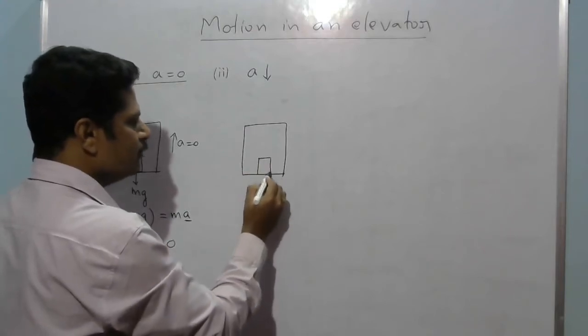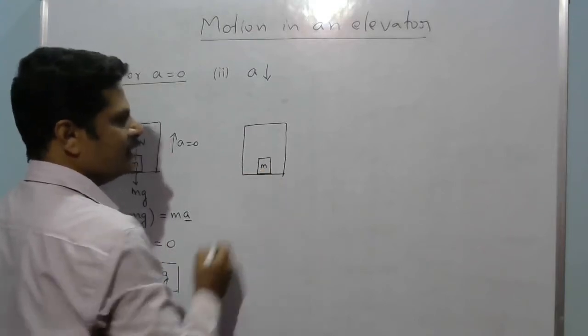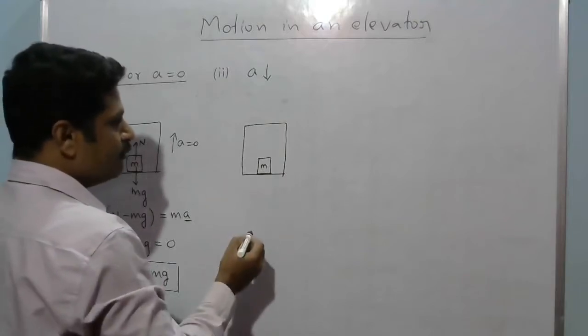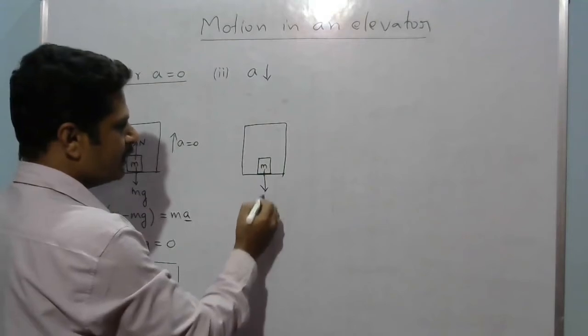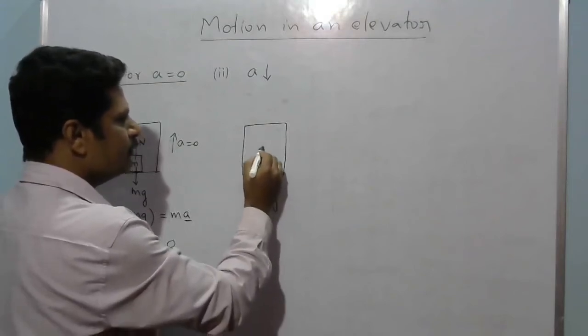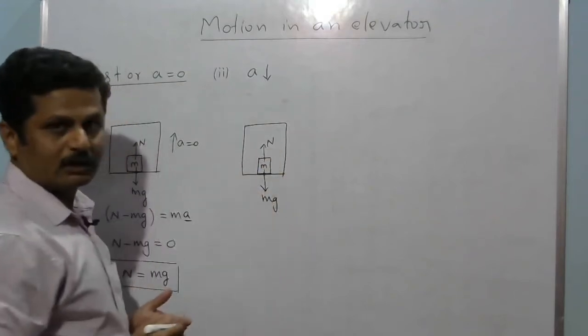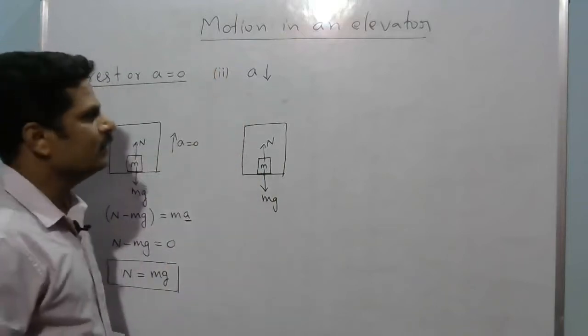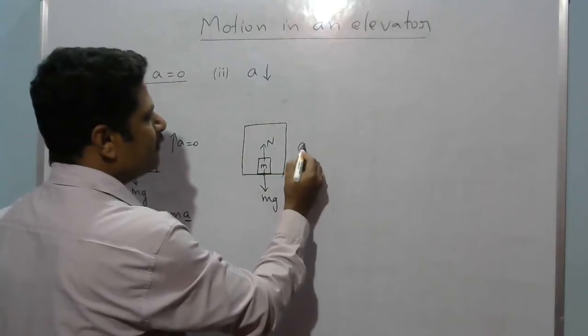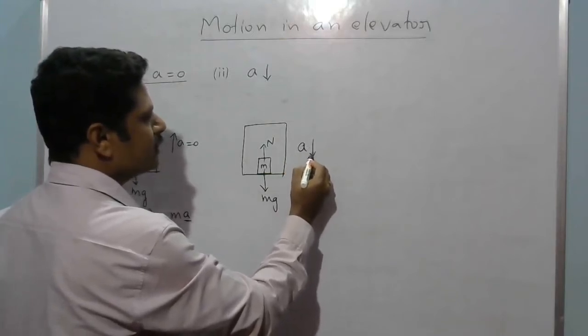Inside this elevator there is a body having a mass m. When we apply the free body diagram, weight of the body mg is acting in the downward direction and the normal reaction is acting in the upward direction. Now this is accelerating in the downward direction.